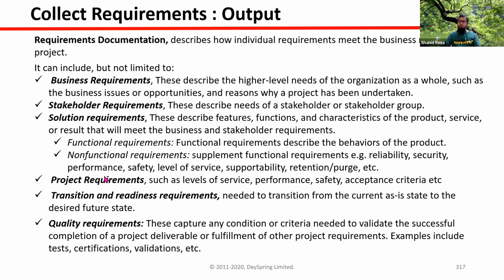And also you have to identify project requirements. How detailed the project plan will be, which kind of stakeholder register we are going to use, what will be the communication plan. These are the project requirements. In the software industry, you can use a coding standard, what standard we will follow. All these are project requirements. Transition and readiness requirements we discussed, and quality requirements are very important. So after collecting the requirements, in the requirement documentation, you can arrange your content using these outlines.